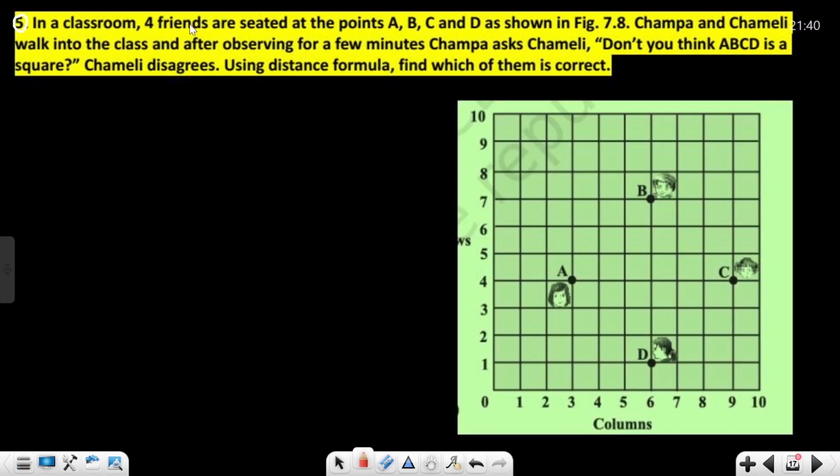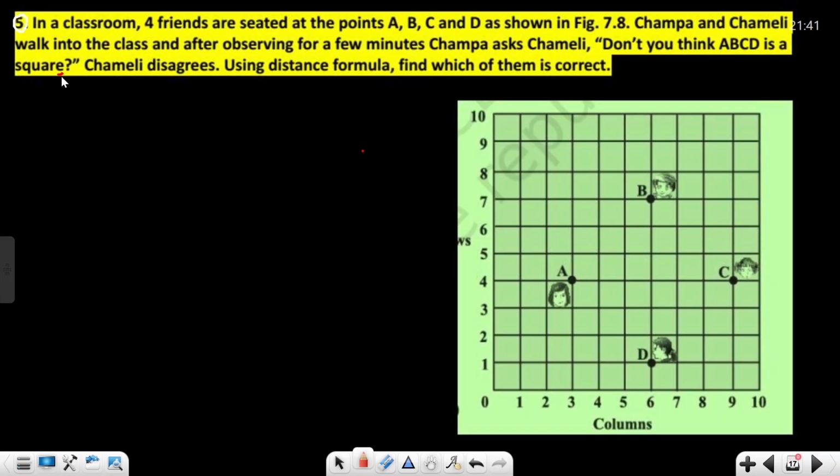In a classroom, 4 friends are seated at a point. Here points A, B, C, D are given, and A is shown in the figure. Champa and Chameli walk into the class, and after observing for a few minutes, Champa asks Chameli, "Don't you think ABCD is a square?" Now, this is the question.